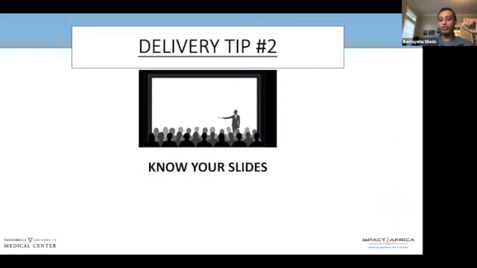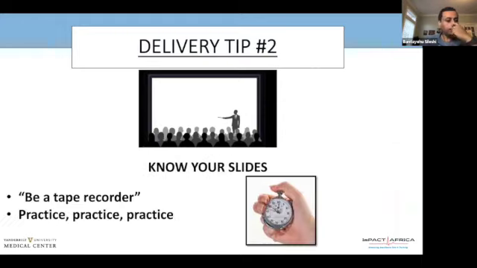Tip number 2 is know your slides. Be like a tape recorder. Rehearse your talk, especially when we give big talks, when we are invited to national meetings, grand rounds. We rehearse our presentation, see how long it takes, see what we need to cut out, figure out if there is a better way that we can say things. So do the same. Know your slides very well and practice your presentation. So that's tip number 2.